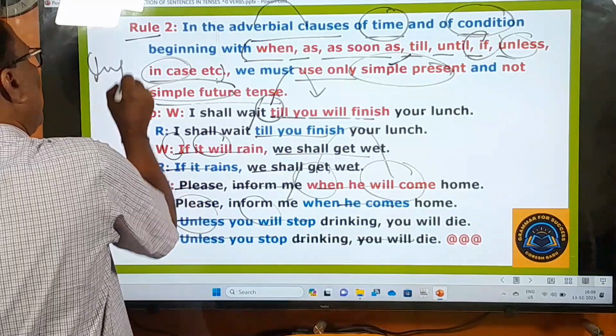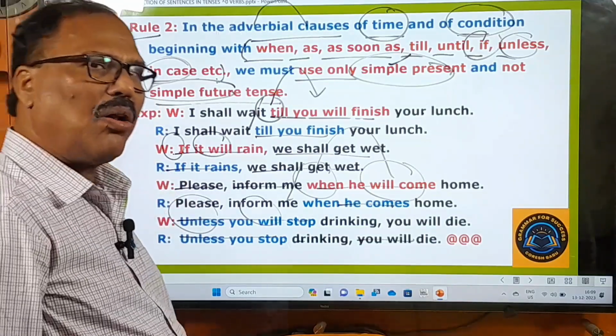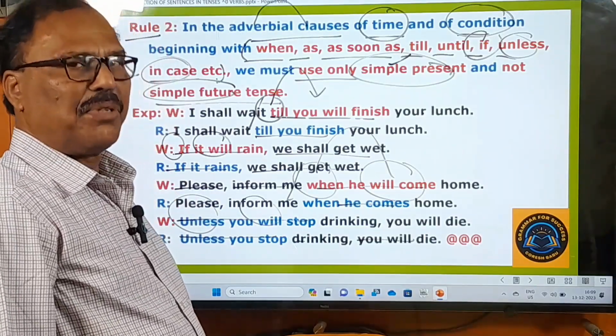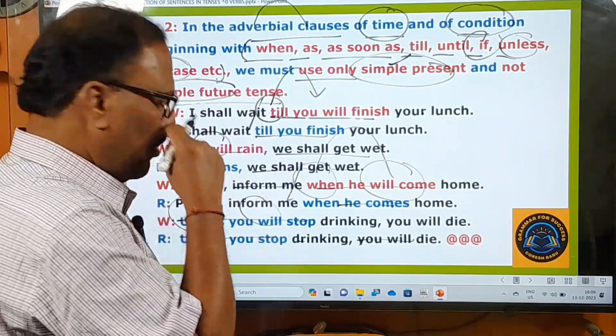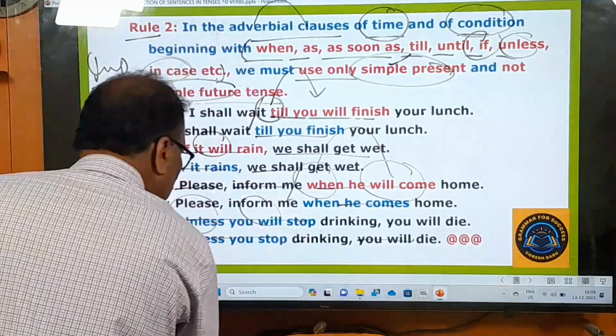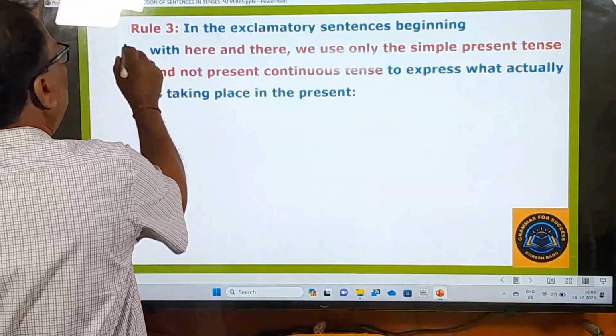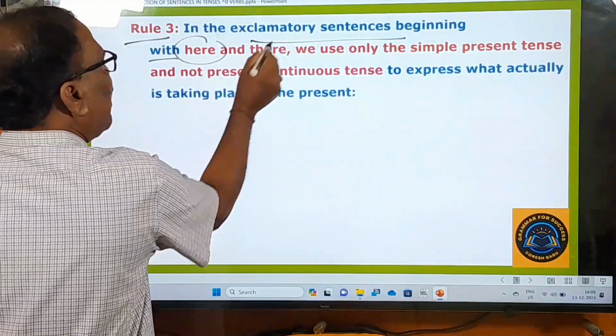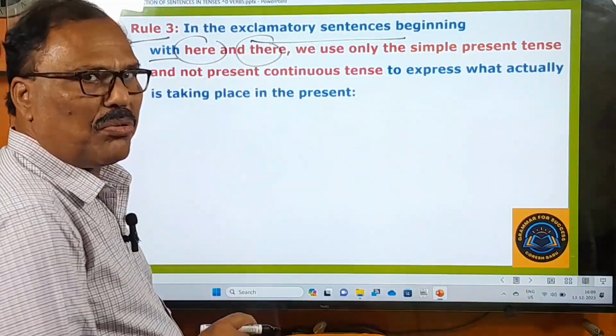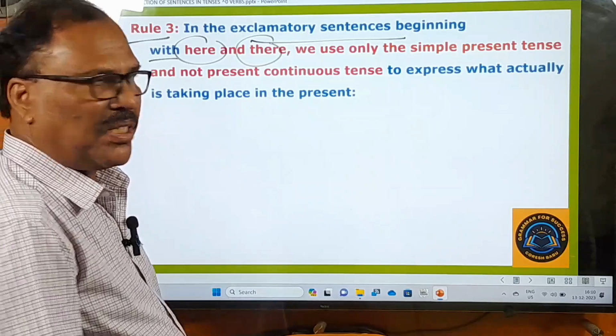This is going to be very, very important for all kinds of competitive examinations. Please keep this rule in your mind. Okay, now let's move on to the next rule. Rule 3. What is that rule 3? In exclamatory sentences beginning with here and there, please keep all these rules in your mind. They are very, very important, right?